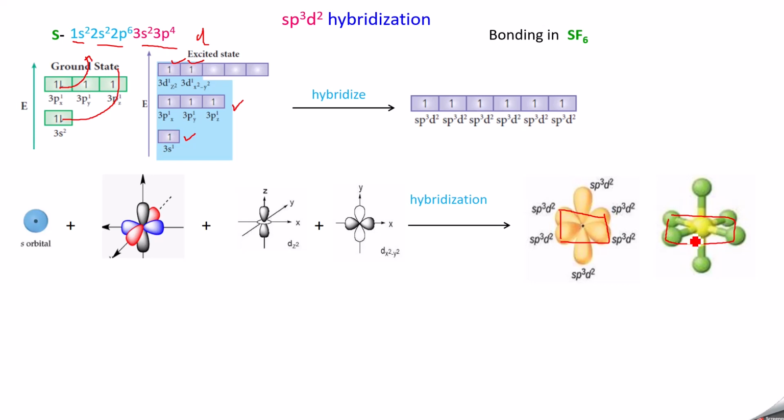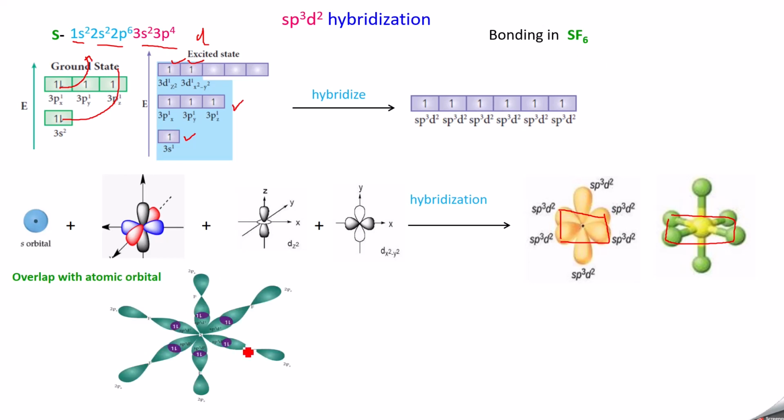Now this sp3d2 hybrid orbital overlaps with the atomic orbital. Here we have taken fluorine. Fluorine has a pz orbital with 1 electron, so it will overlap with the pz orbital of fluorine. In the center you have sulfur, these are the sp3d2 hybrid orbitals, and these are the fluorine pz orbitals. They will overlap to form sigma bonds. They will undergo head-on overlap and share the electron. So you will be getting it like this. Now each one will be perpendicular to each other, so they will form an angle of 90 degrees.